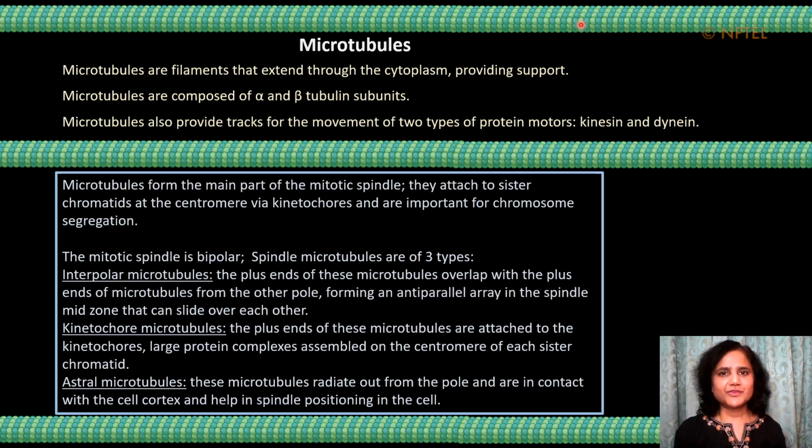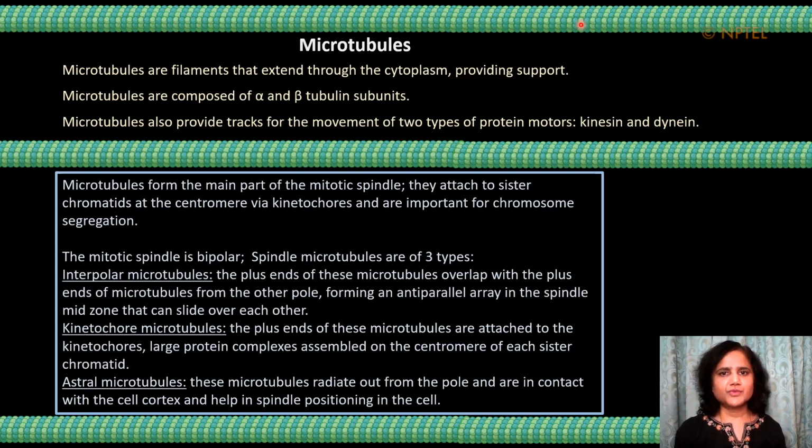They attach to sister chromatids at the centromere via kinetochores, and they are important for chromosome segregation. The mitotic spindle is bipolar, and we already discussed that the spindle microtubules are of three types. The interpolar microtubules: the plus ends of these particular microtubules overlap with the plus ends of microtubules coming from the opposite pole, and they form an anti-parallel array in the spindle midzone, and they can slide over each other.